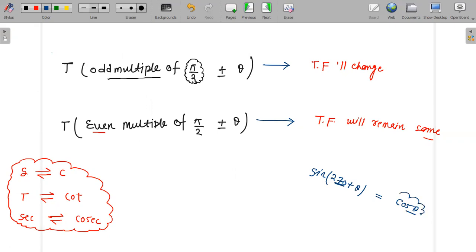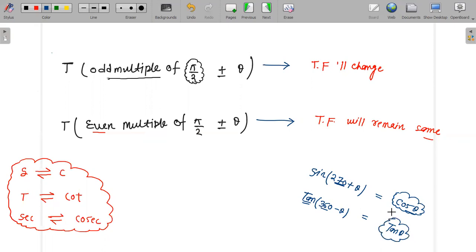Now, I don't know whether this cosine theta will be positive or negative. Let me take another one. This time, let it be tan 360 minus theta. Since 360 is an even multiple of pi by 2, your trigonometric function will remain the same corresponding to theta.